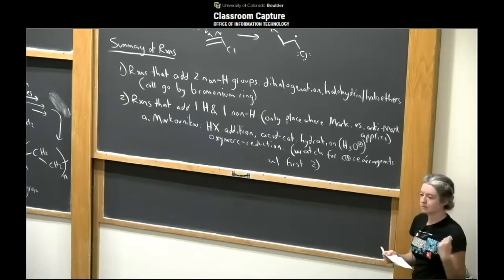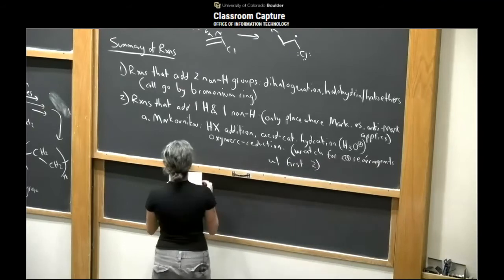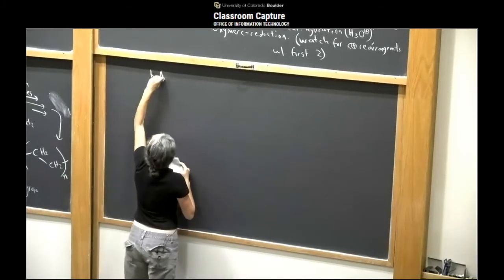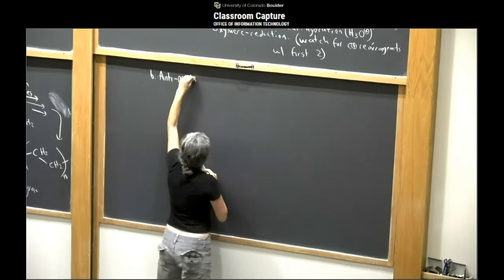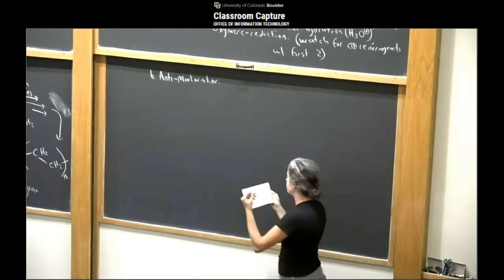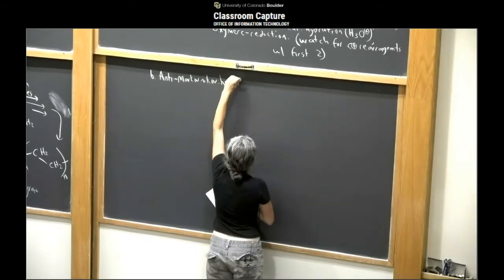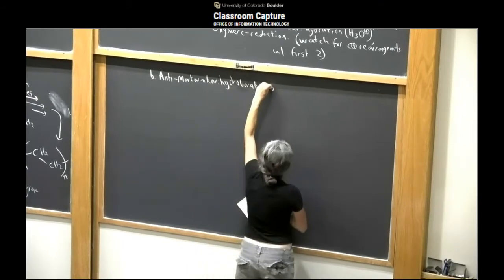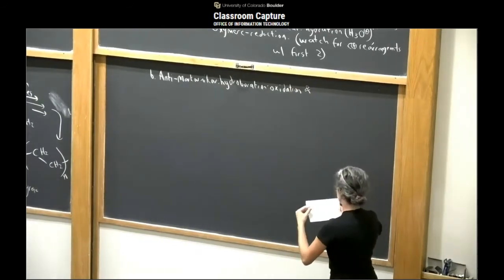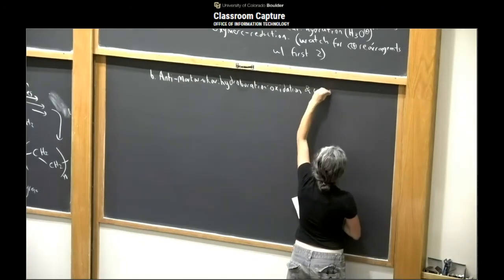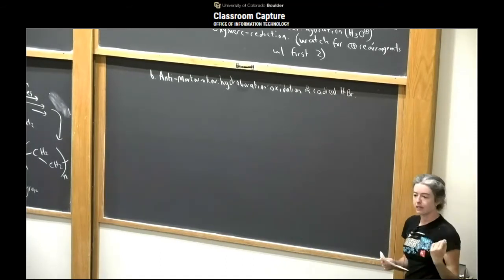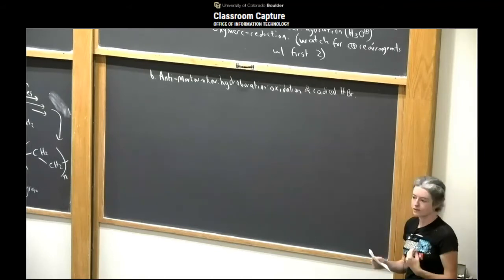And then we also saw some examples of the opposite of this, which is anti-Markovnikov. So that's going to be hydroboration oxidation, and radical HBr addition. Okay. Don't have to worry about carbocation rearrangements for either of those because they don't go by carbocations.